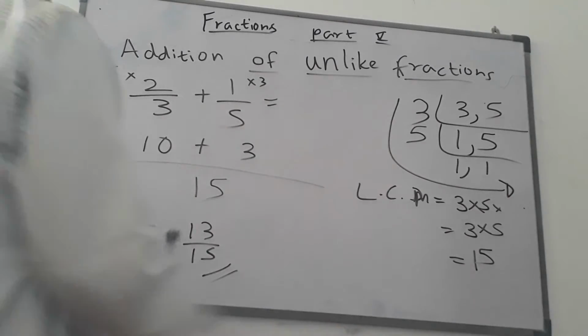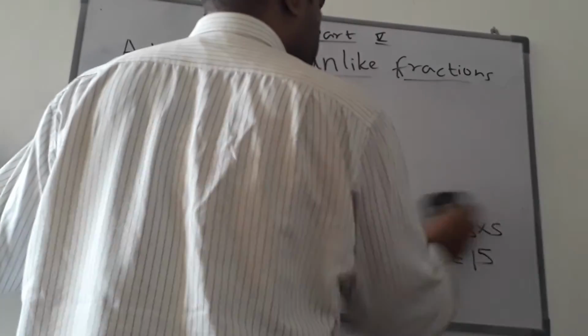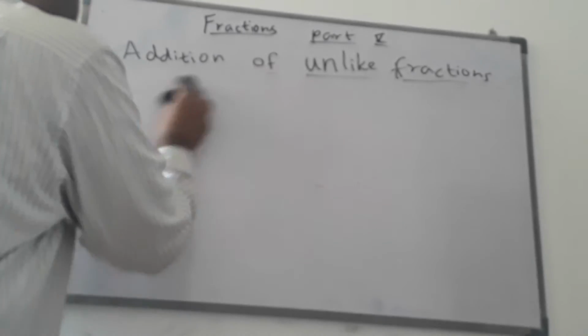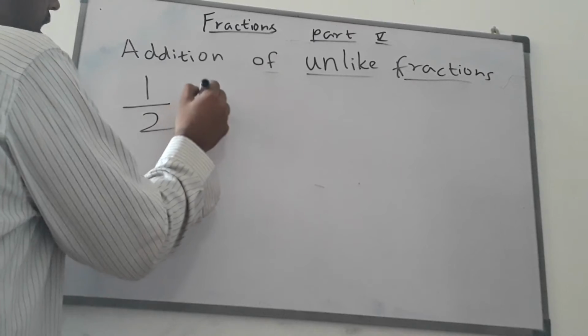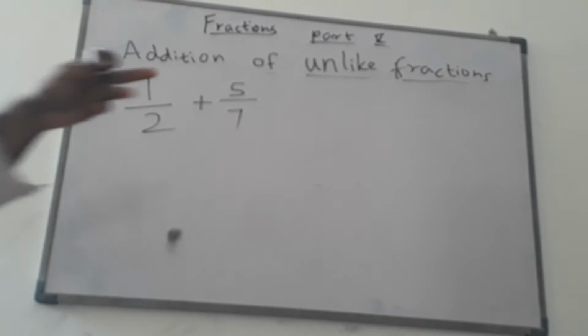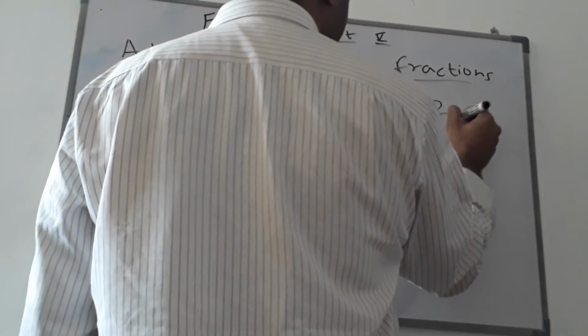We will try another sum. Okay, suppose a sum like this. 1 half plus 5 over 7. Okay, how can we do this? 7 is not a multiple of 2. So we have to find the least common denominator. 2 and 7.